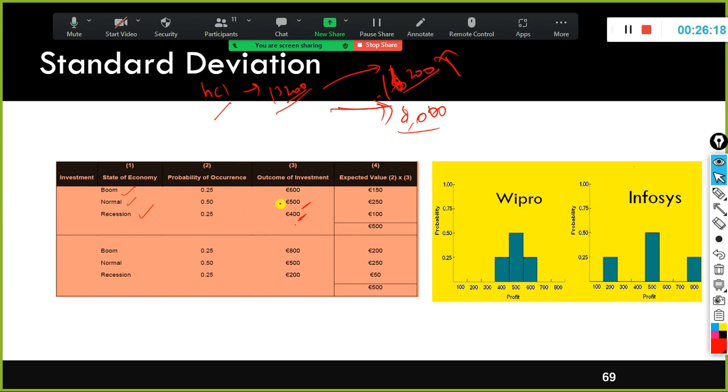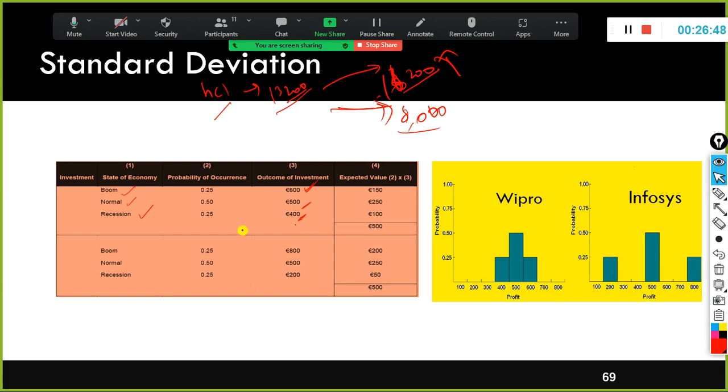So the normal economy is the 500. Boom is something like, now we are really doing a good job. The Indian economy is very good, and especially in the software industry we are getting a lot of projects and we are so bullish, right? So in the case of boom, this is the expected return. This is the case of normal, and in the case of recession, this is the return we can expect here.